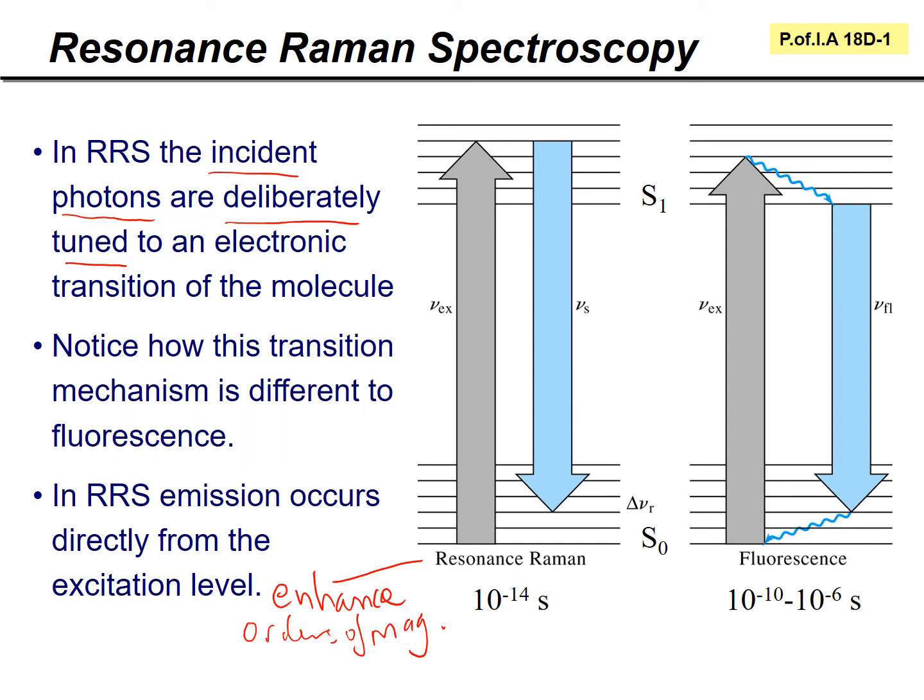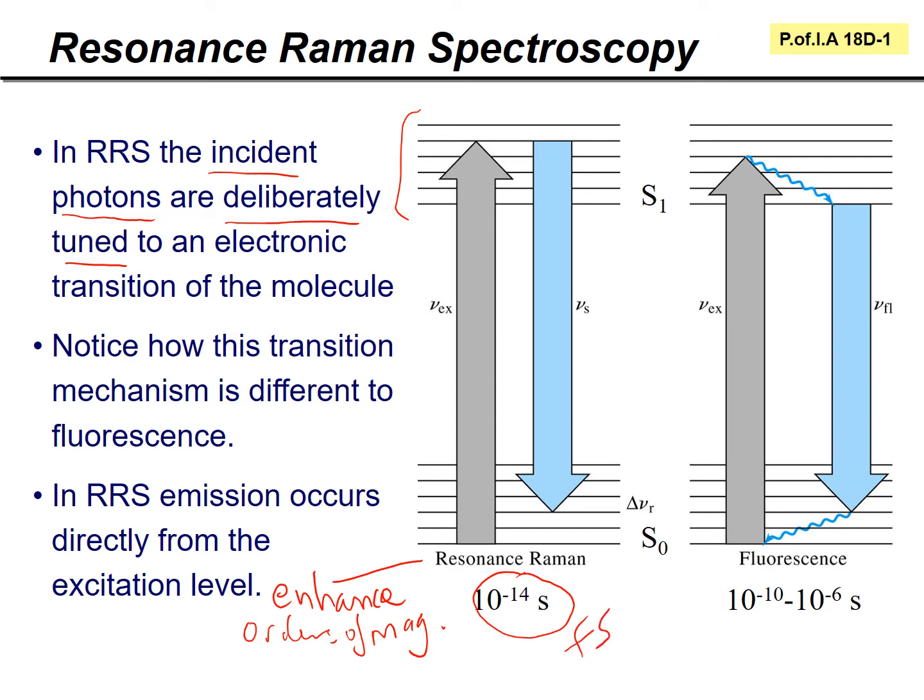Now the key point here is to see how it's different mechanistically. The grey arrow here is the incident photon, and we've got our electronic transition shown. That's the S1 state, and we're exciting into that S1 state. In Raman we just scatter straight off, and here's our scattered photon. This is a scattering phenomenon, and it's really, really fast.